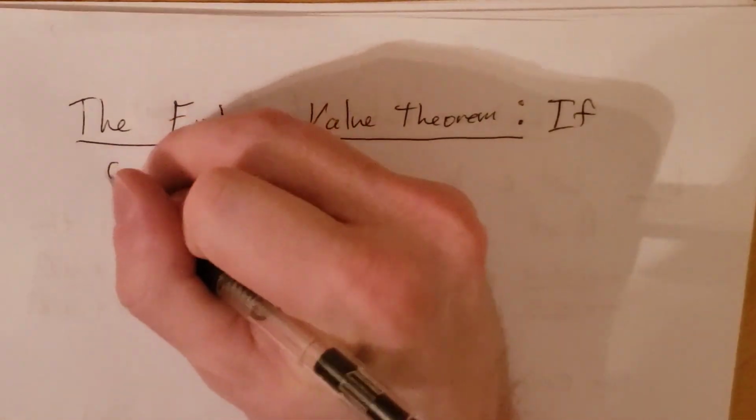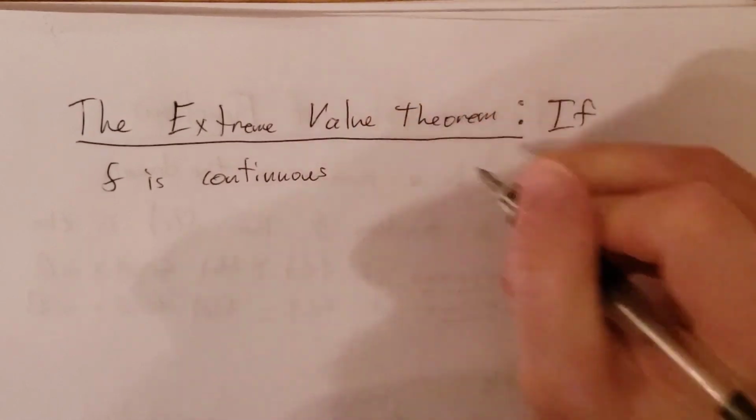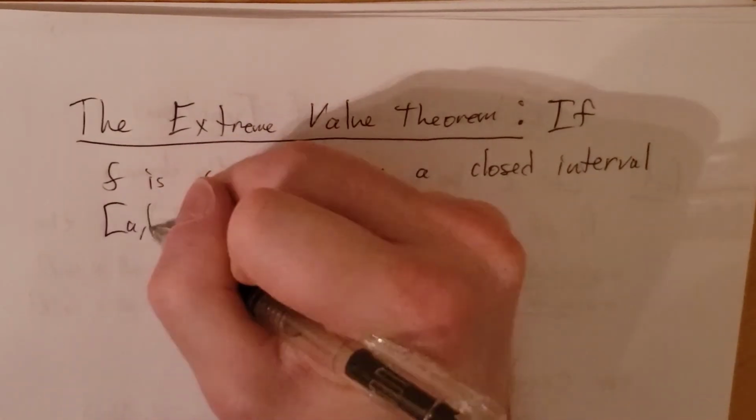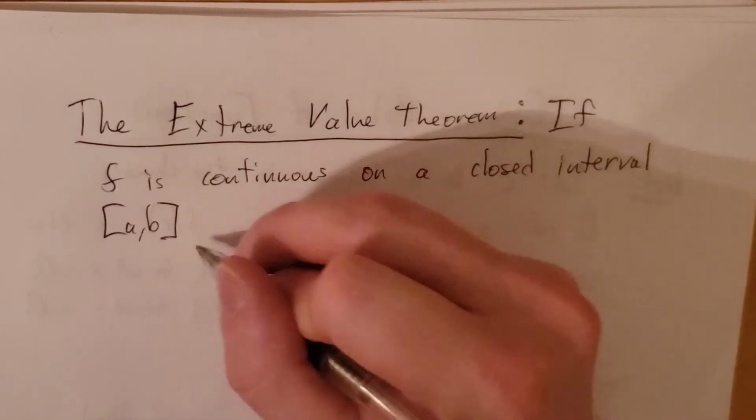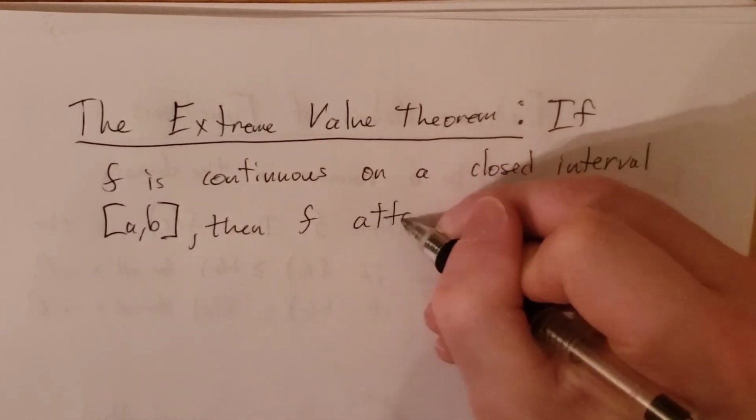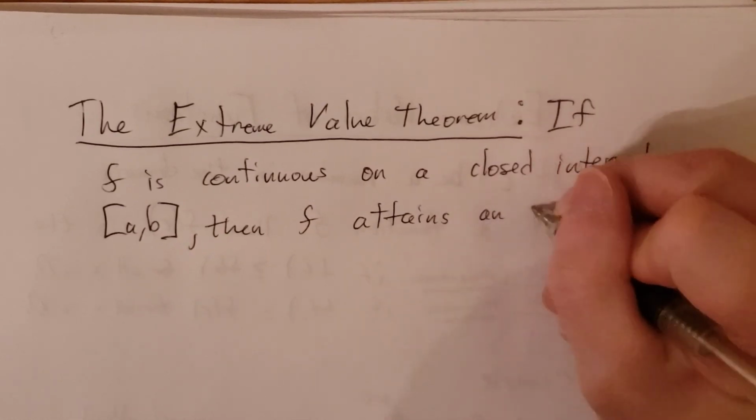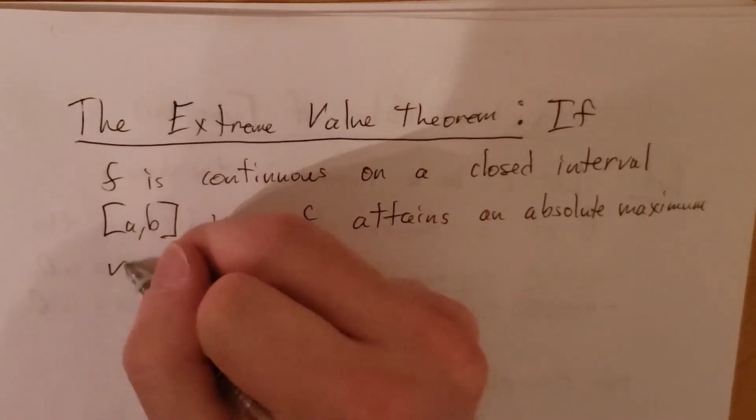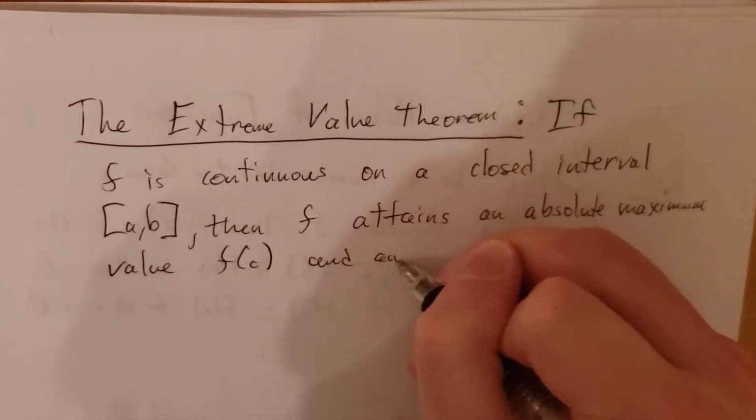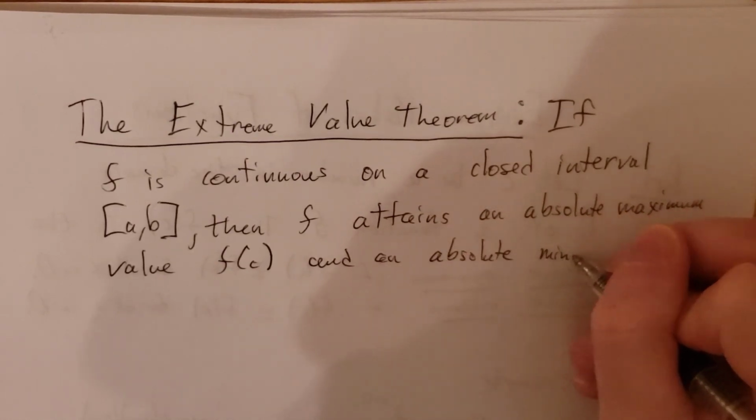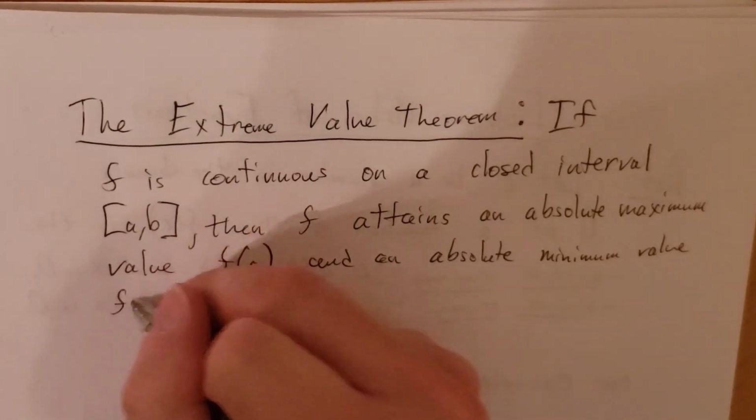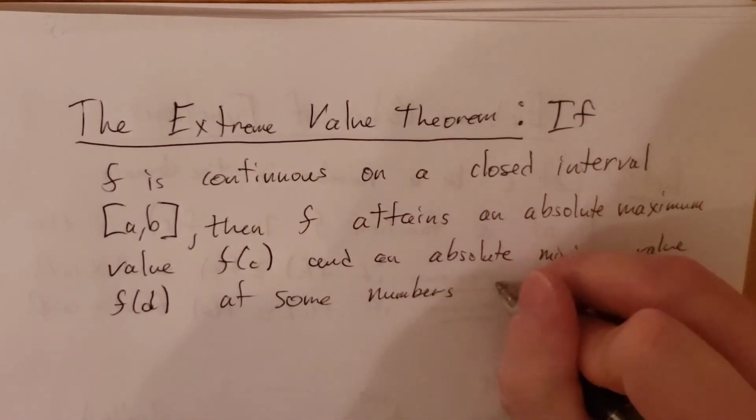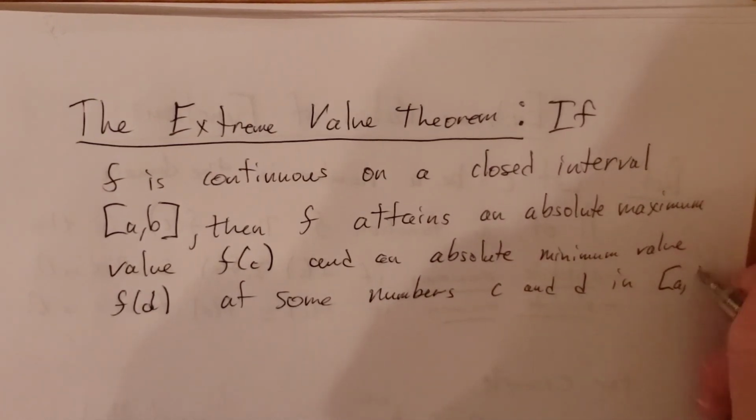And that is that if f is continuous on a closed interval a to b, then f attains an absolute maximum value f of c and an absolute minimum value f of d at some numbers c and d in the closed interval a to b.